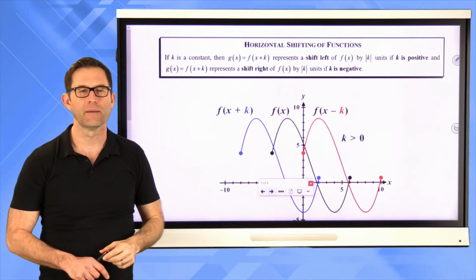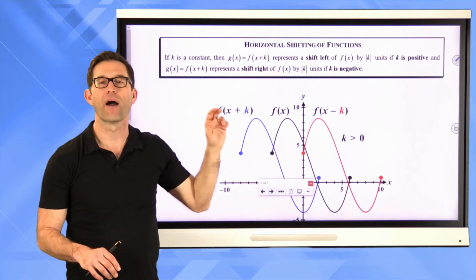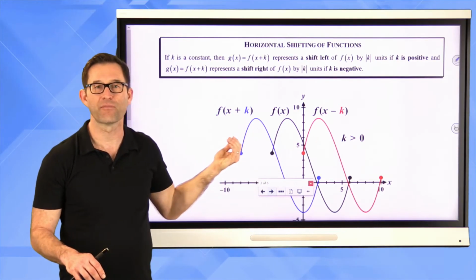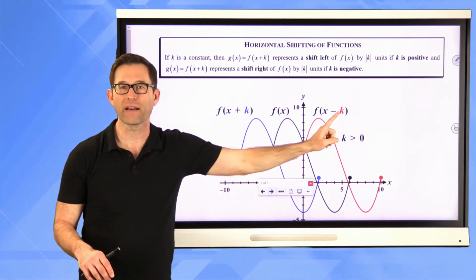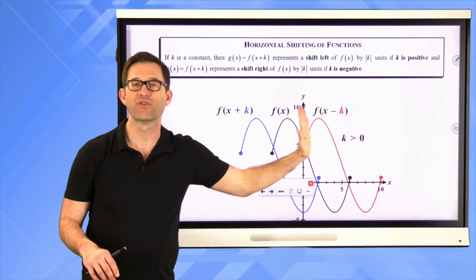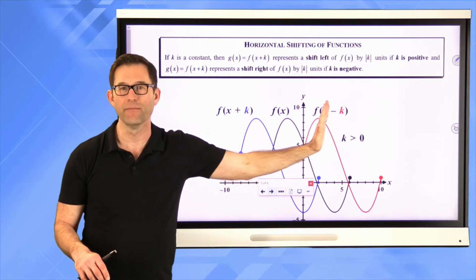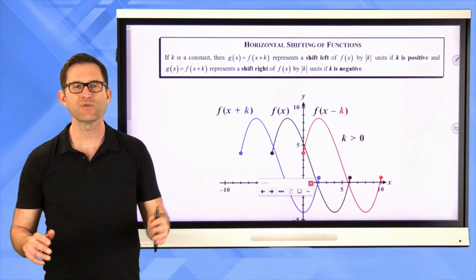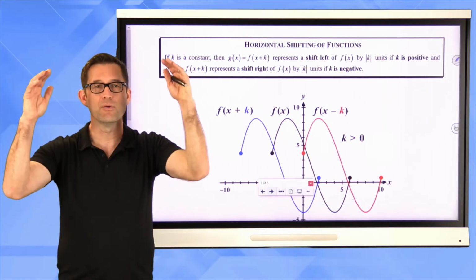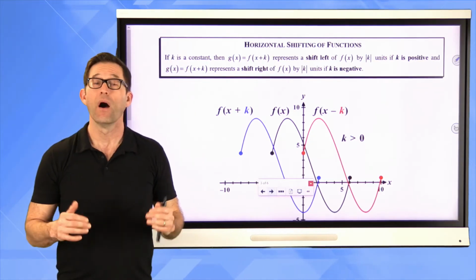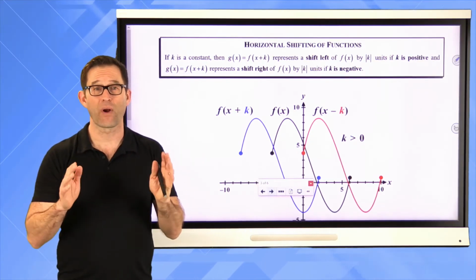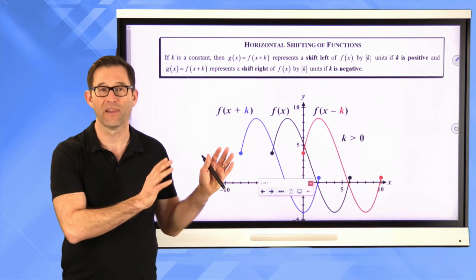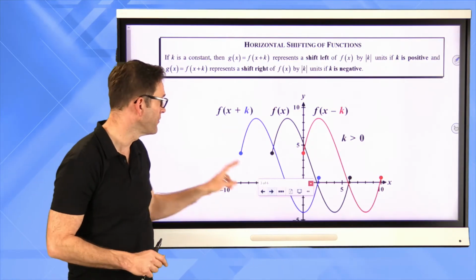A lot of times, you just think about it as if I'm adding directly to x, then I shift to the left by that many units. And if I'm subtracting directly from x, I shift to the right by that many units. All right, that's assuming that we're adding and subtracting positive numbers, okay? So it's weird, because with vertical, add, you move up, subtract, you move down. On the other hand, with horizontal, subtract, and you move to the right, add, and you move to the left. And that is a bit weird, all right?